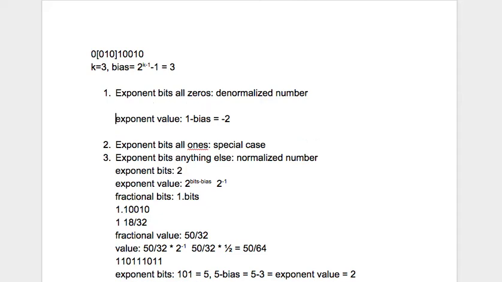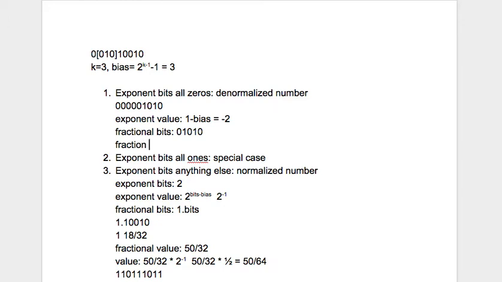So let's get a value to work with. So go 0, 0, 0, 0. Those 3 exponent bits being 0 is what marks it as a denormalized number. And then we'll just do 0, 1, 0, 1, 0 for our fractional bits. So for the fractional part, again we have the bits, which are 0, 1, 0, 1, 0.